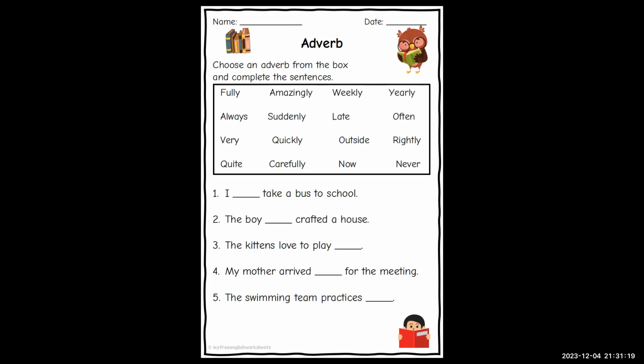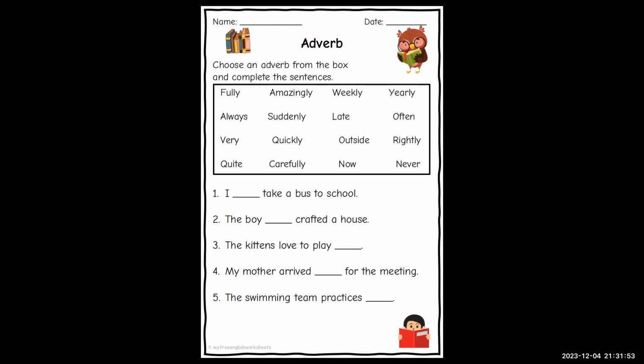Never. Read again. The boy never crafted a house. It doesn't sound bad. It's correct. Let's answer number 3, the last one, because it's time already. Kittens love to play. Can you answer until 5? I think it's okay. Yeah, just finish all.